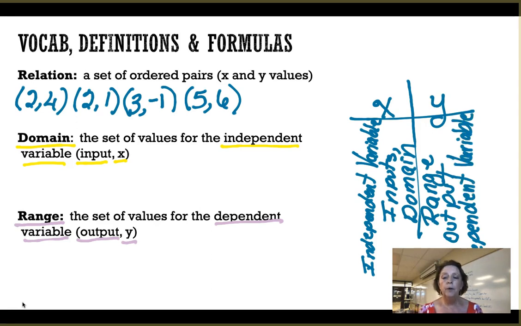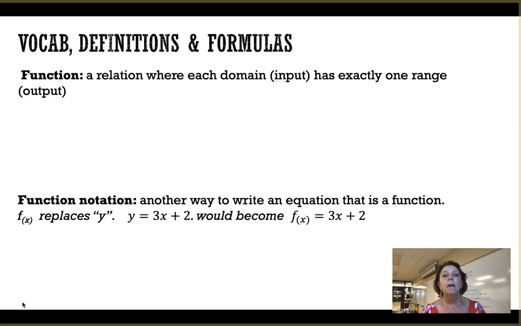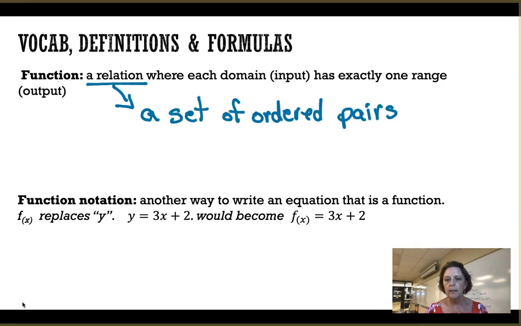The real important new thing that you've got is domain and range. Those are our new terms for inputs and outputs. Domain is input, range is output. A function is a relation, and remember, a relation is a set of ordered pairs where each domain, which is your x value, has exactly one output, which is your y value.